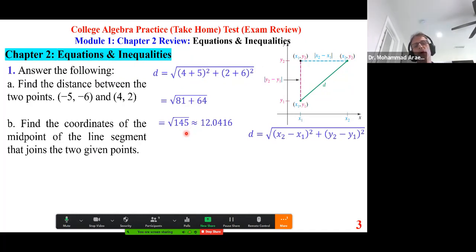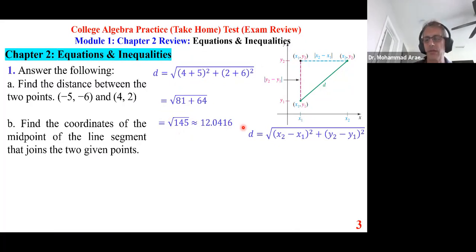Square root of 145 with a bunch of decimals. When you answer that, this is the exact answer, everybody. You want to stick with that. If they ask for decimals, they ask you how many decimals, and then you round it accordingly. Remember, when you round, you go to the next digit to make a decision. So be careful with that.